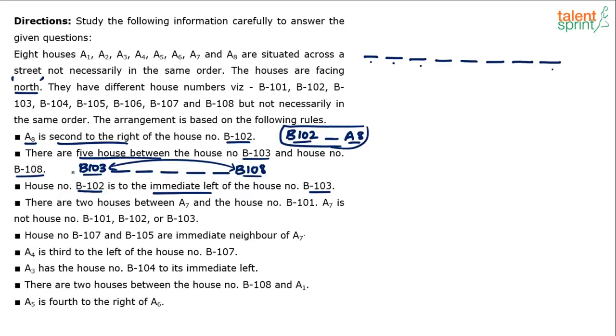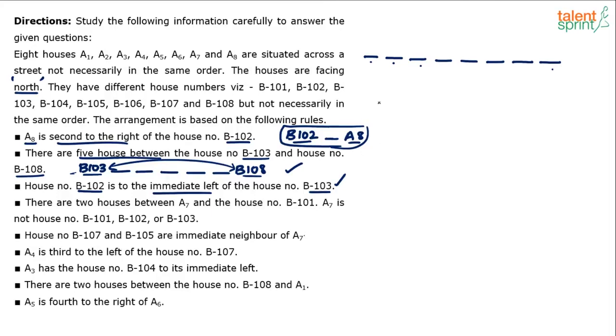So immediate left of 103 means what? This side. But remember, B103 can also come here. So if B103 comes in this position, 102 will come in this position. So what I'll do is immediately consider these 2 points and do the arrangement. Right? What can be done? Simple. Let's say there are two possibilities. We have already understood.